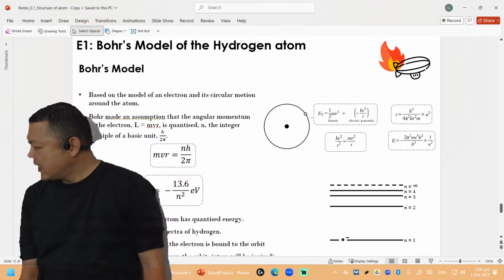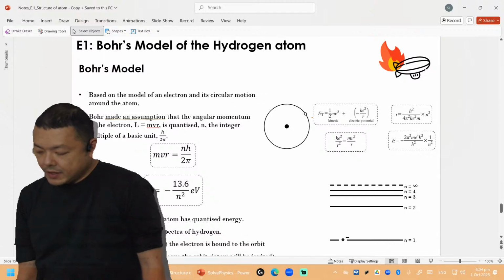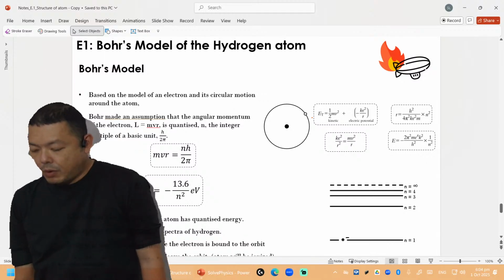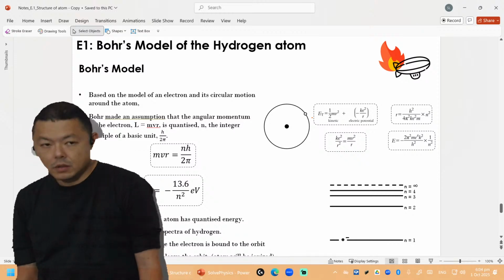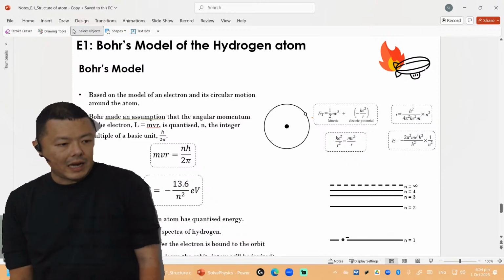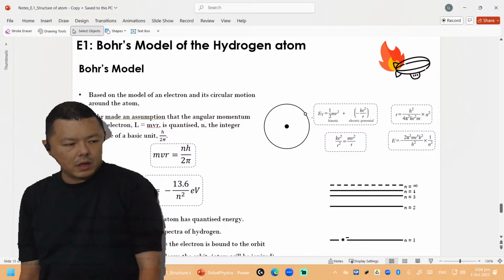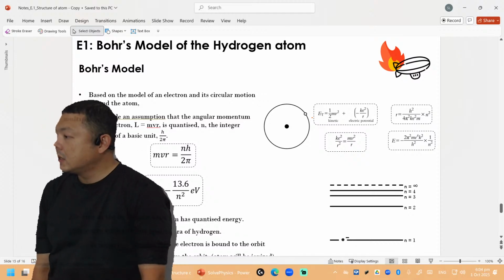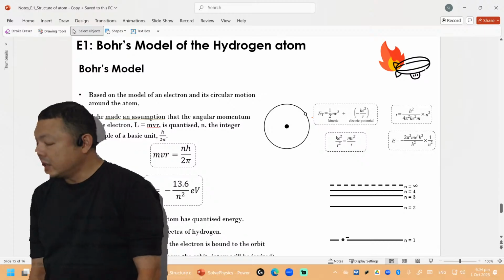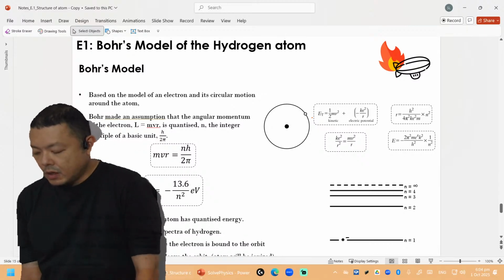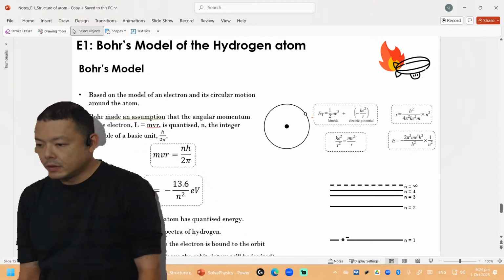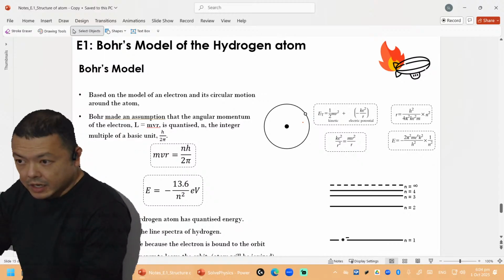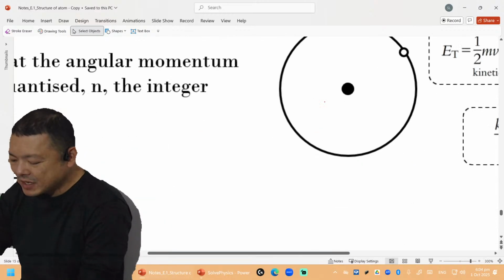I think the first thing is to understand that Bohr's model was derived from the fact that he treated the electron like a particle. You understand this? And what is this electron doing? Orbiting around the nucleus. So am I right to say that this electron acts like a satellite? It's orbiting. What kind of force is it using to orbit?